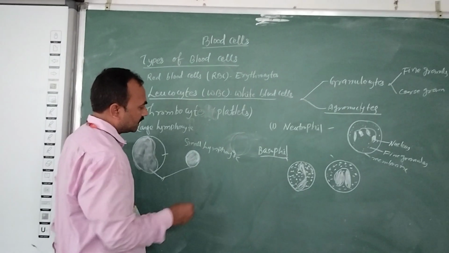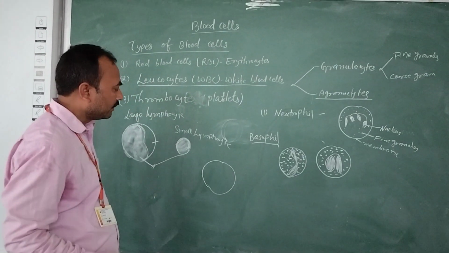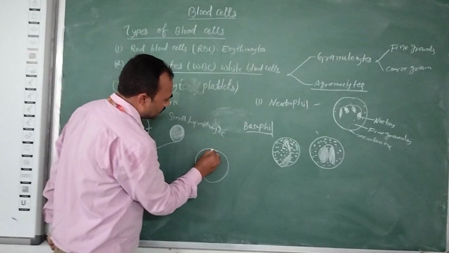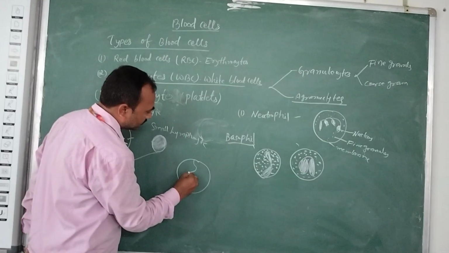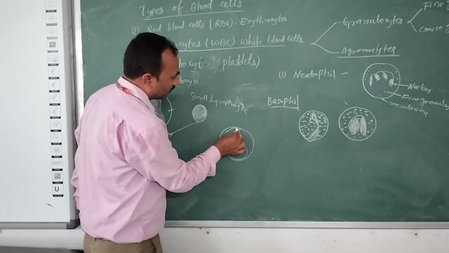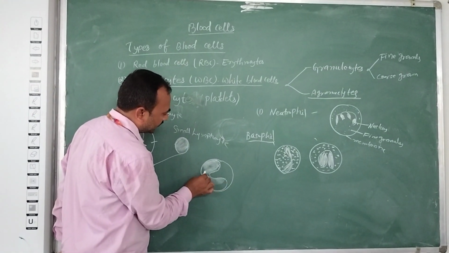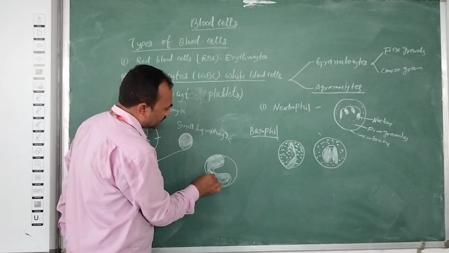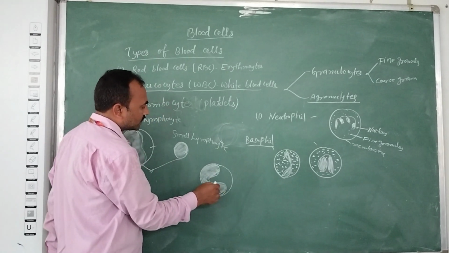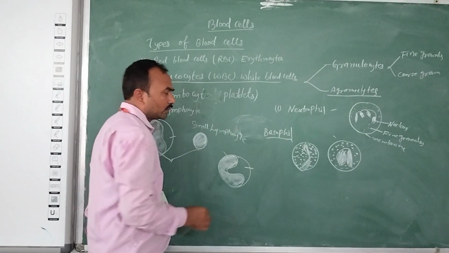So the next cell in the agranulocytes is the monocyte. The monocyte contribution in our body is 1 to 8 percent, and their nucleus is visible as horseshoe shaped, kidney shaped, or bean shaped. So this part is the cytoplasm, and this is their nucleus.